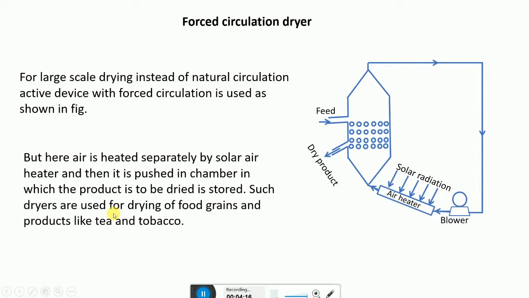In the natural circulation type dryer, that is a direct method of drying. But in this case, air is heated separately by a solar air heater and then it is pushed into the chamber. This is a chamber in which the product to be dried is stored. Such dryers are used for drying food grains and products like tea and tobacco.